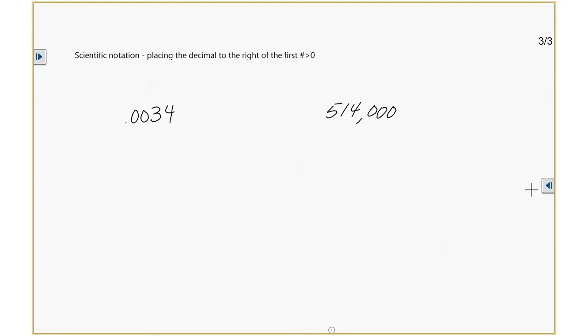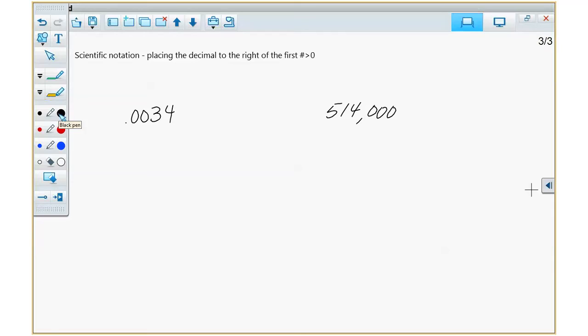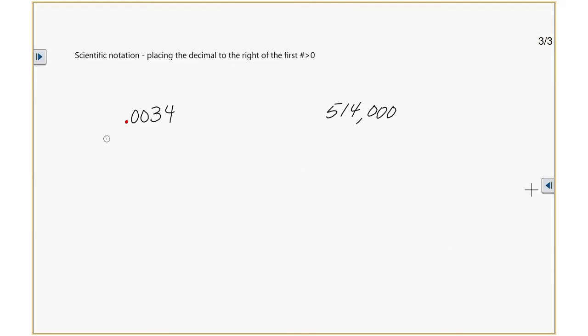The decimal on both of these numbers is at the same place every single time. On a decimal, it's there where it's shown. On a whole number, it's right there. Now, read the definition: placing the decimal to the right of the first number greater than zero.